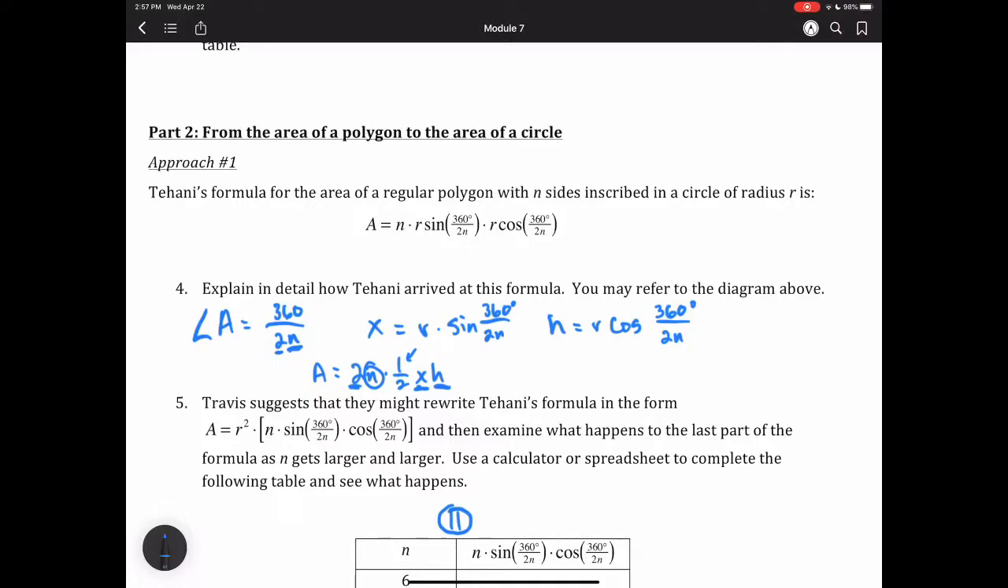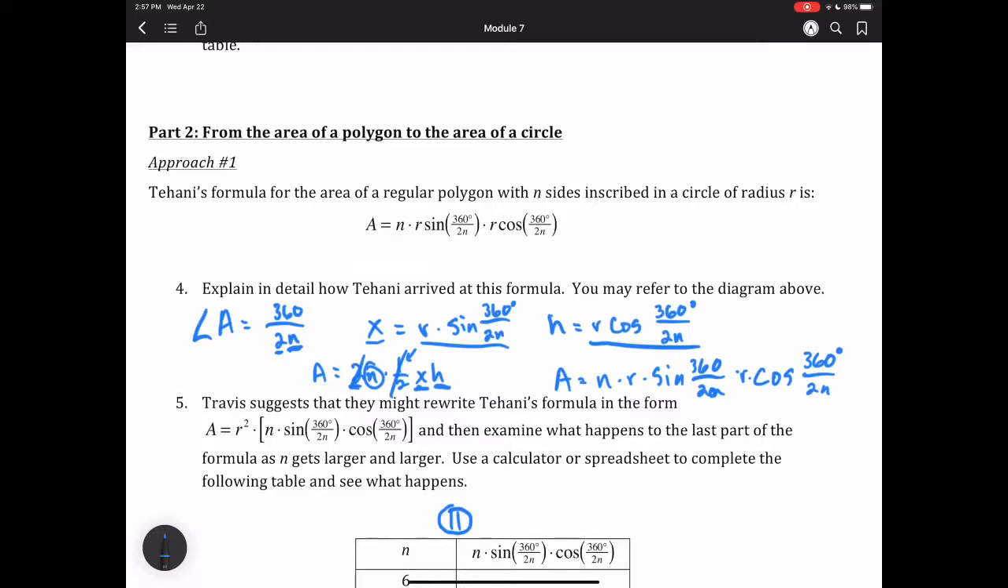So now when I actually take what this is equal to and what this is equal to, and I substitute that in, I'm going to cancel this 2 and 1/2 off straight away, it's easier that way to look at. I'm going to get the area of this polygon is equal to n times r times sine of 360 over 2n, oops, 2n, not 20, times r times cosine of 360 over 2n. Okay, so there's my area.